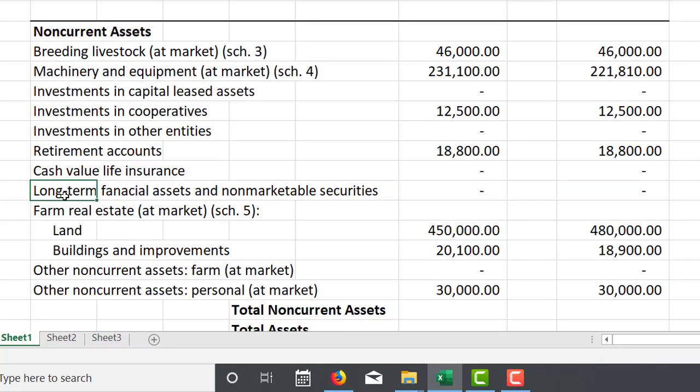Now we have some long-term financial assets and non-marketable securities that is blank in this category. Farm real estate, broken into the land and broken down into the buildings. Farm land tends to go up in value. It tends to appreciate. Buildings and improvements tend to depreciate. They tend to go down in value. And once again, we have the possibility for farm and personal assets on the balance sheet.